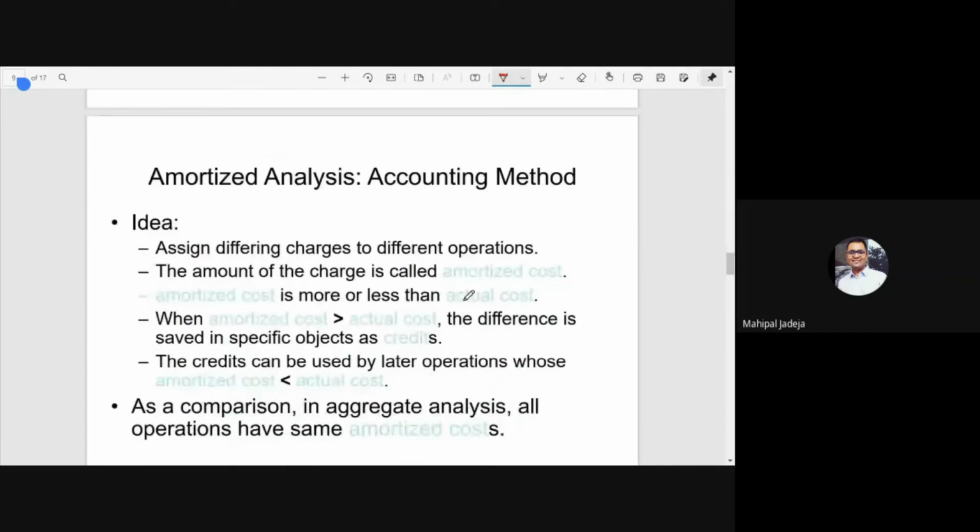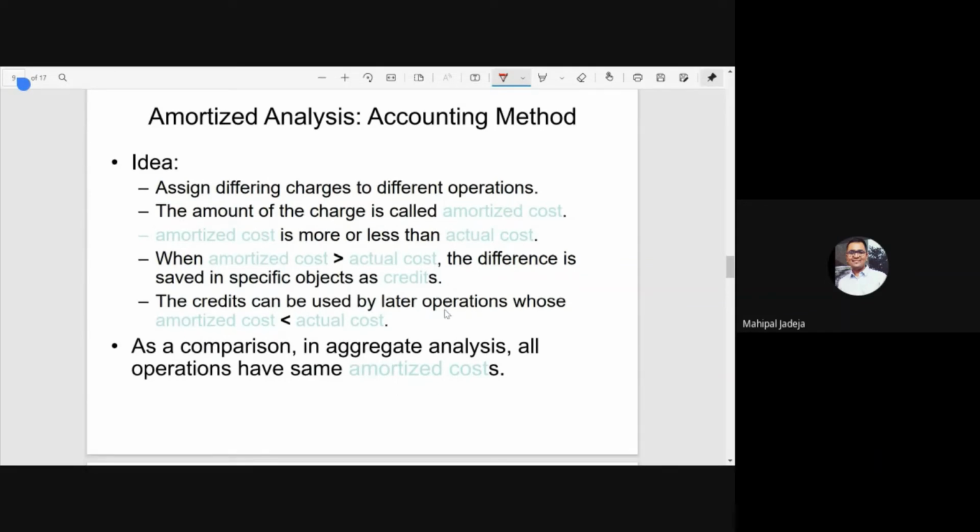So now the second method is called the accounting method. And again, we are going to consider the same two examples. The first example is the stack example, and the second example is the binary counter. So what is the idea of this accounting method? In the accounting method, we are going to assign cost to operations, and we are going to call this cost amortized cost, right? So amortized cost is different from the actual cost. And it can be more, it can be less than the actual cost.